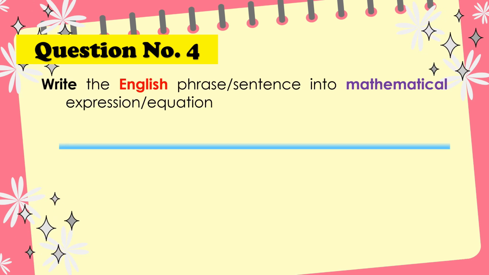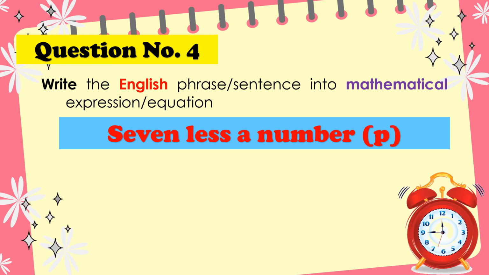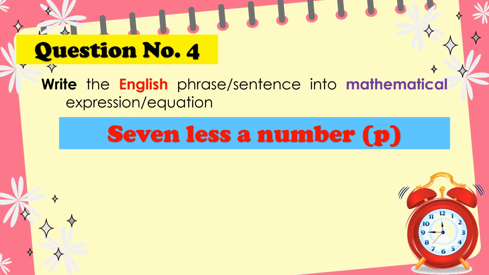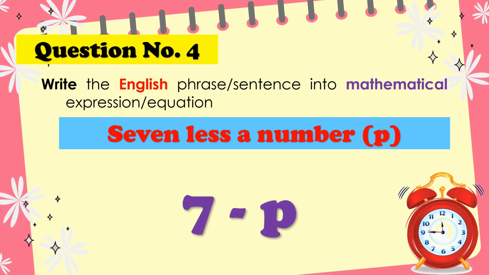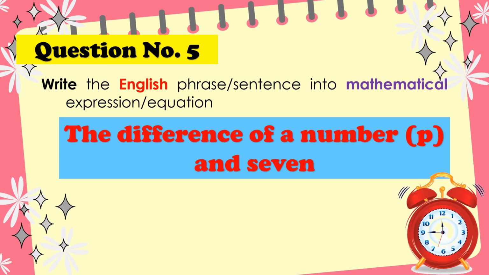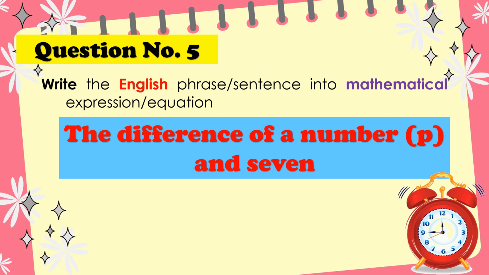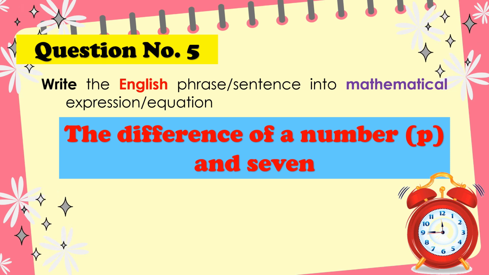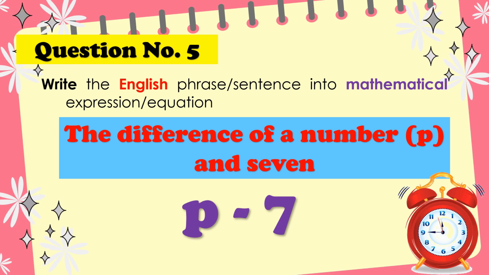Question number 4. Translate 7 less a number P. Start. The answer is 7 minus P. Question number 5. Translate the difference of a number P and 7. Your time starts now. What is your answer? Correct. When you translate the difference of a number P and 7, the answer is P minus 7.